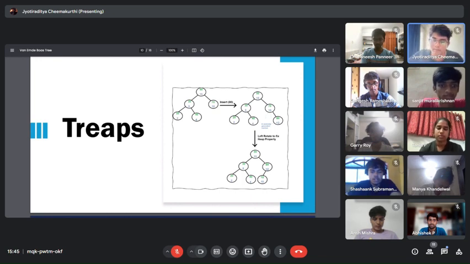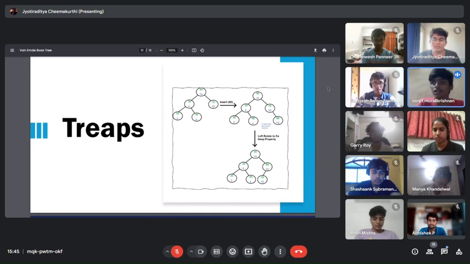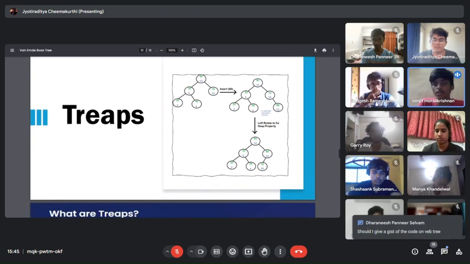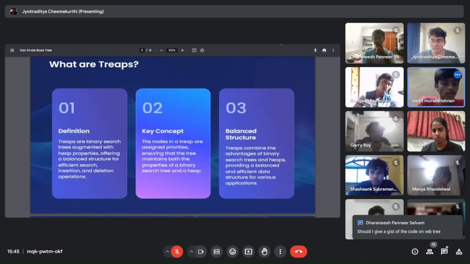Over to Sanjit. Yeah, so now we have basically discussed Van Emde Boas trees, which are a fairly complex data structure, as we all found out when we were trying to develop it. So now let's scale it down a bit and go to something a little more common and a little simpler called Treaps. So basically, what is a Treap?